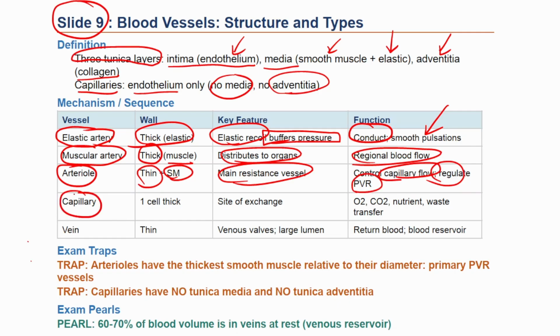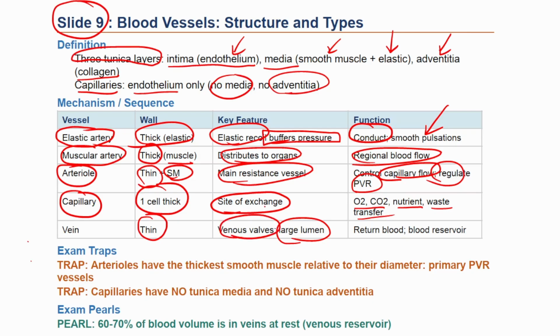Capillaries are built just one cell thick, and they act as the exclusive site of metabolic exchange, facilitating the cross-membrane transfer of oxygen, carbon dioxide, nutrients, and waste products. Veins, finally, are characterized by thin walls, large internal lumen, and specialized venous valves designed to return blood to the heart and serve as a massive blood reservoir.